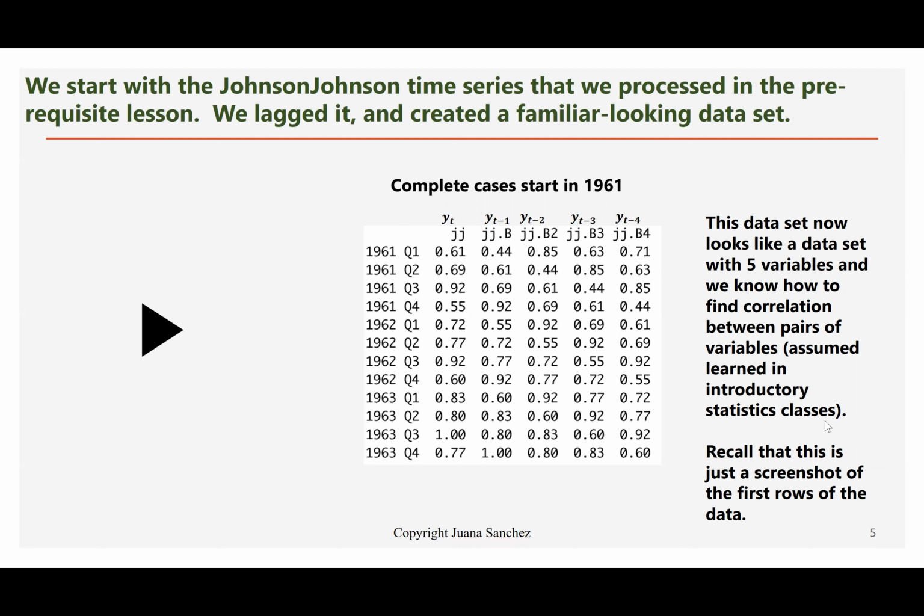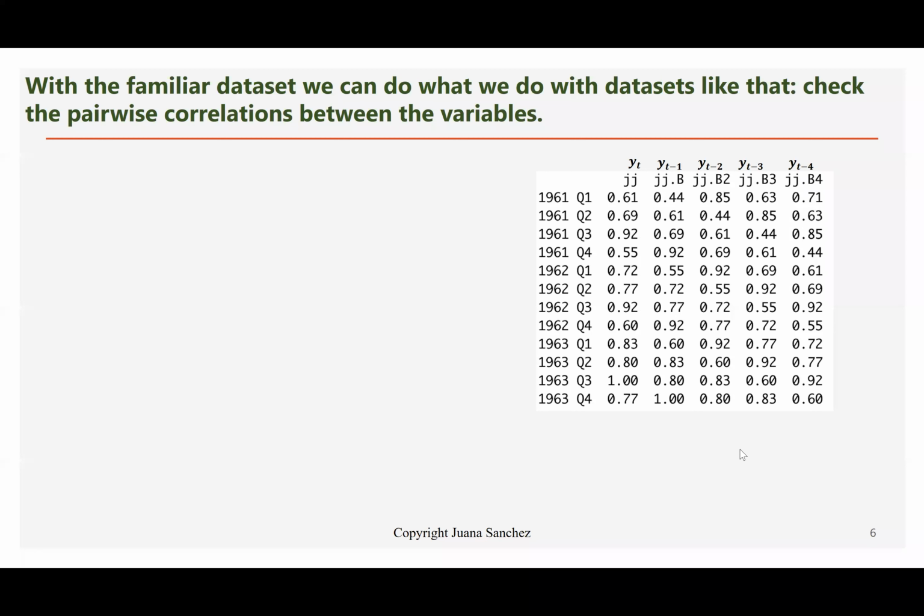So we are going to do that. Recall that this is just a screenshot of the first rows of the data. There are many more observations in that data set. If you run the R code that is posted separately, you will be able to see that. So with this familiar data set, we can do what we do with data sets like this: check the pairwise correlations between the variables.